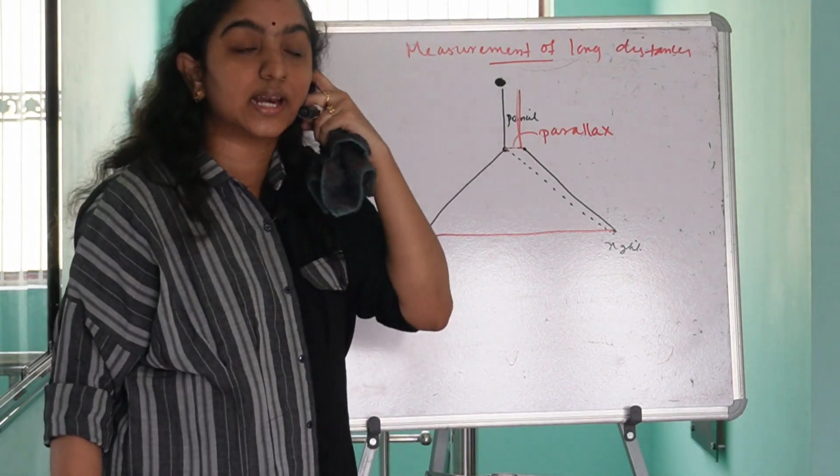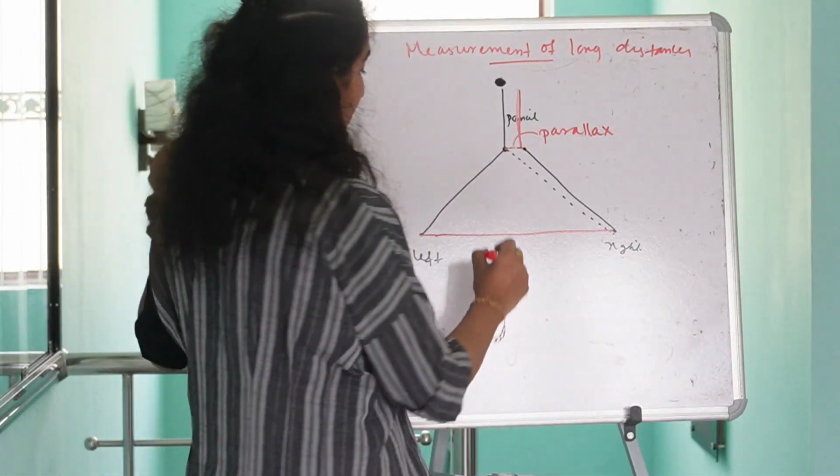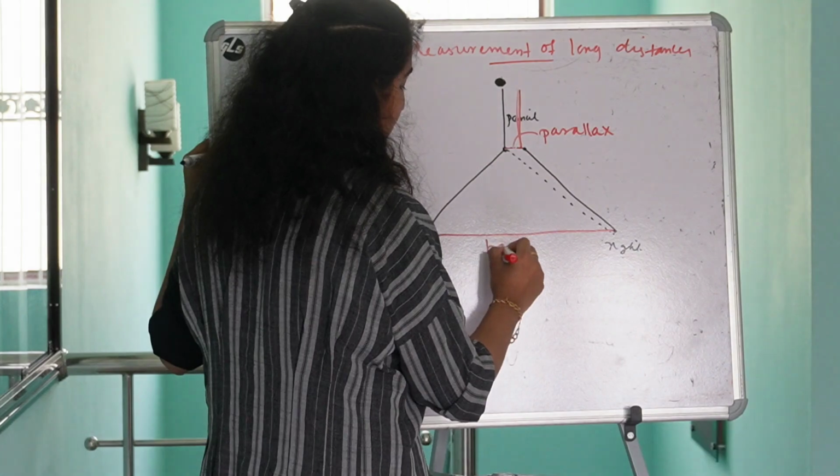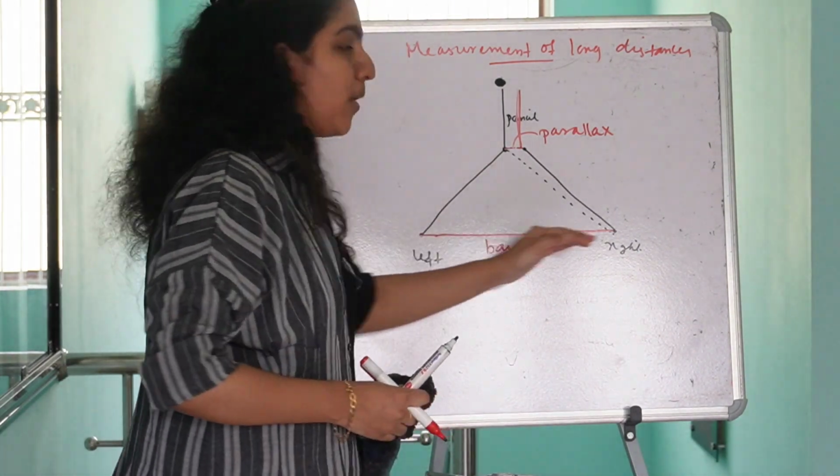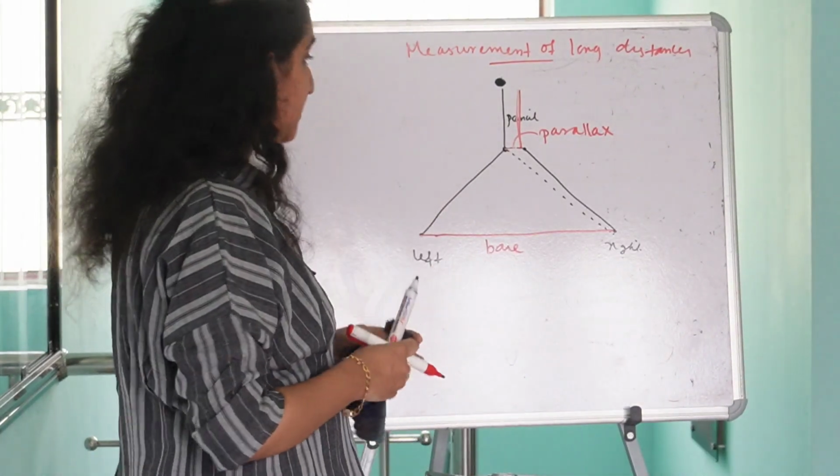Then the distance between the two points of observation, here in this case the distance between the left and the right eye, is known as base. The distance between the two points of observation is known as base.